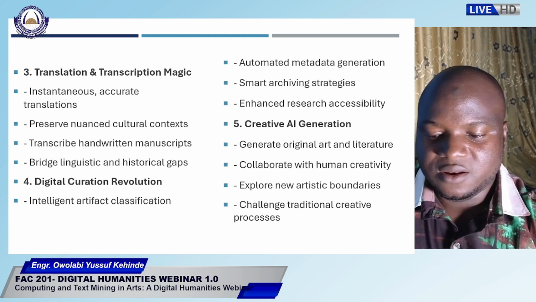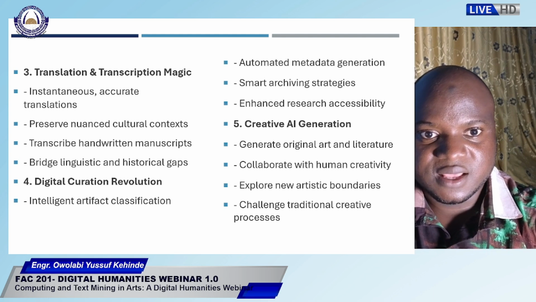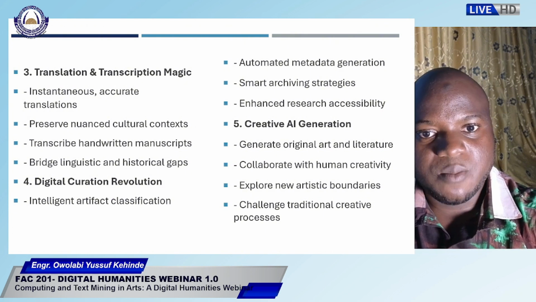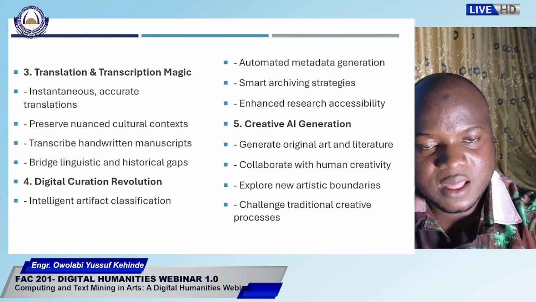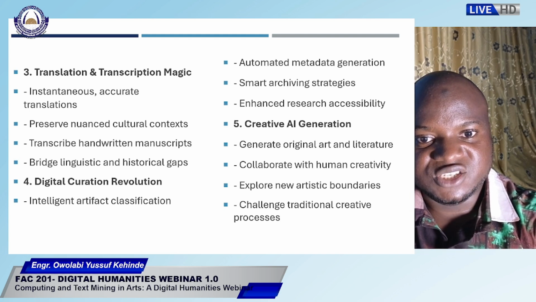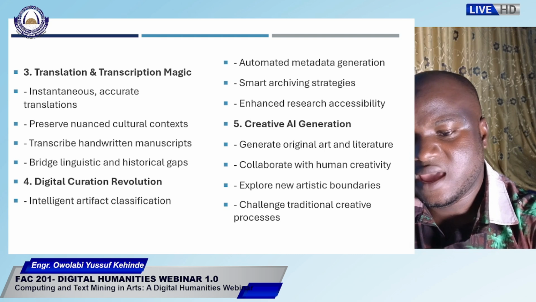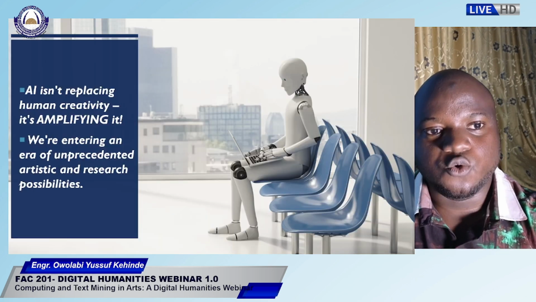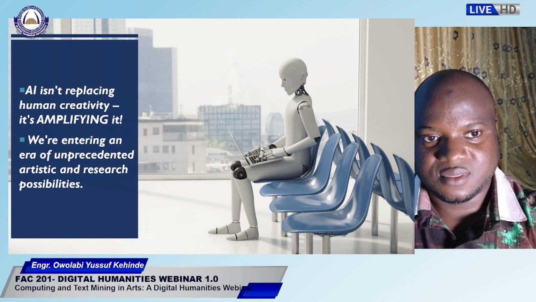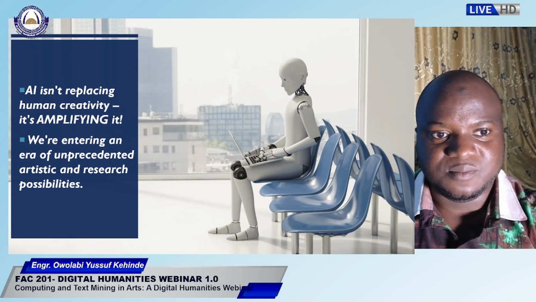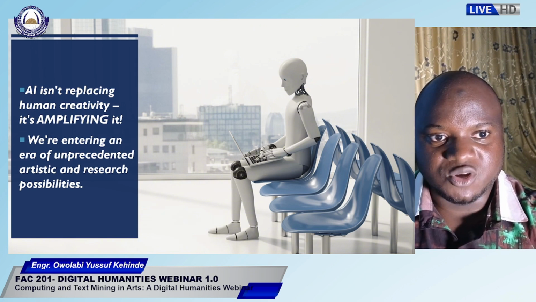Revolution. AI can also assist in creative AI generation, like generating original art and literature, collaborating with human creativity, exploring new artistic boundaries, and challenging traditional creative processes. AI is not replacing human creativity, it's only amplifying it. We are entering an era of unprecedented artistic and research possibilities, and we must grow with it as well.